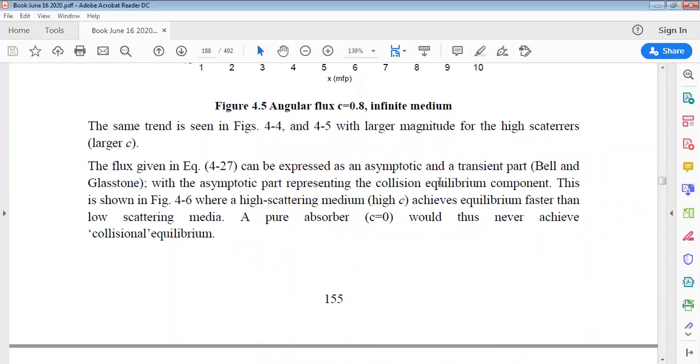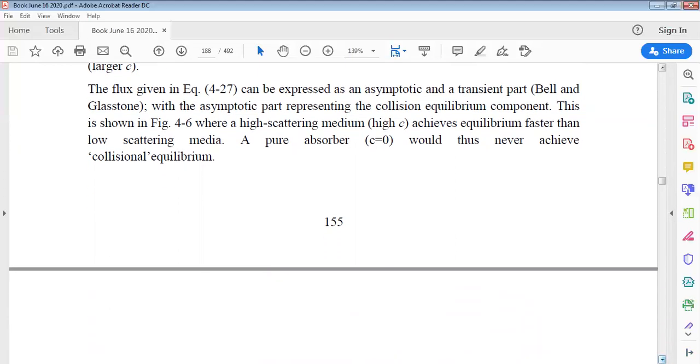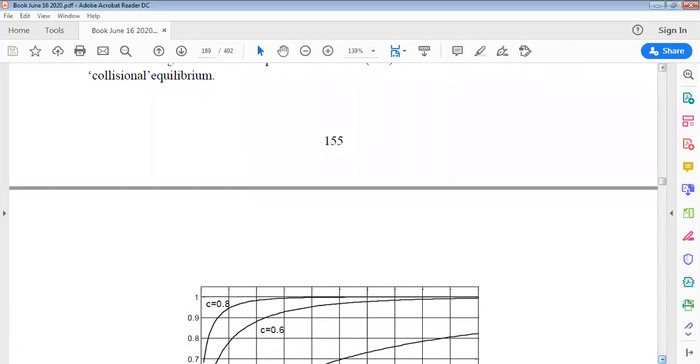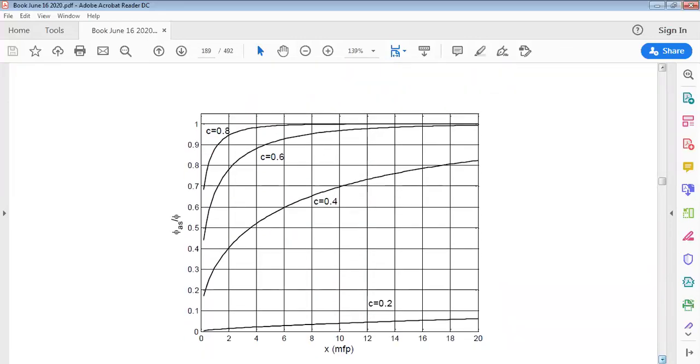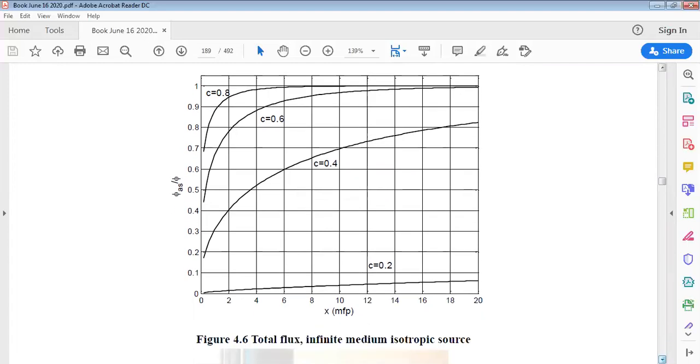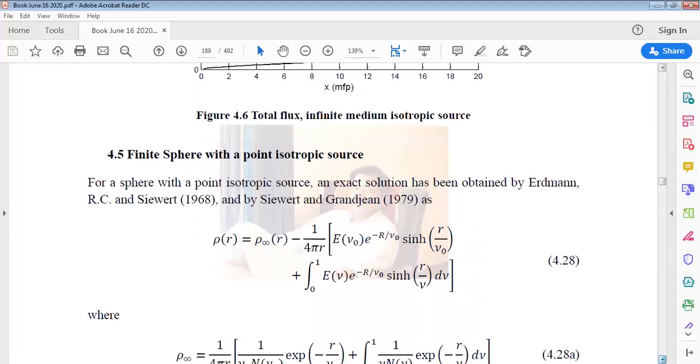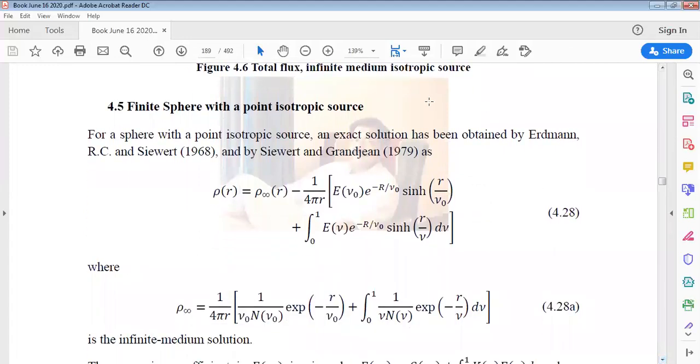The flux can be expressed as an asymptotic and a transient part. The asymptotic part represents the collision equilibrium component, and this is shown in figure 4.6 for a high scattering medium. So let's look at figure 4.6. You can see over here that the asymptotic flux is reached quickly if there is more and more scattering. And a weak absorber, of course, would never reach the asymptotic flux. Okay, so I think I'll stop over here.